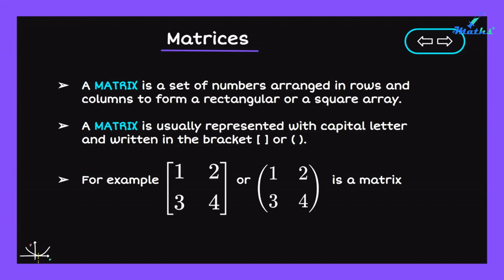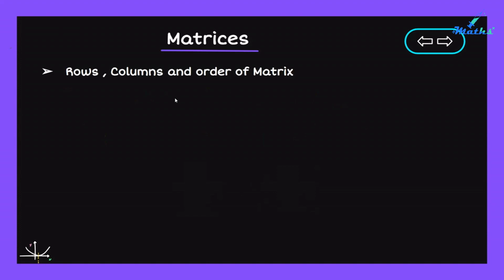A matrix is a set of numbers arranged in rows and columns to form a rectangular or a square array. A matrix is usually represented with a capital letter and written in a bracket, this bracket or this bracket. Like for example, this and this is a matrix represented using this bracket and this bracket. It's two types of bracket.